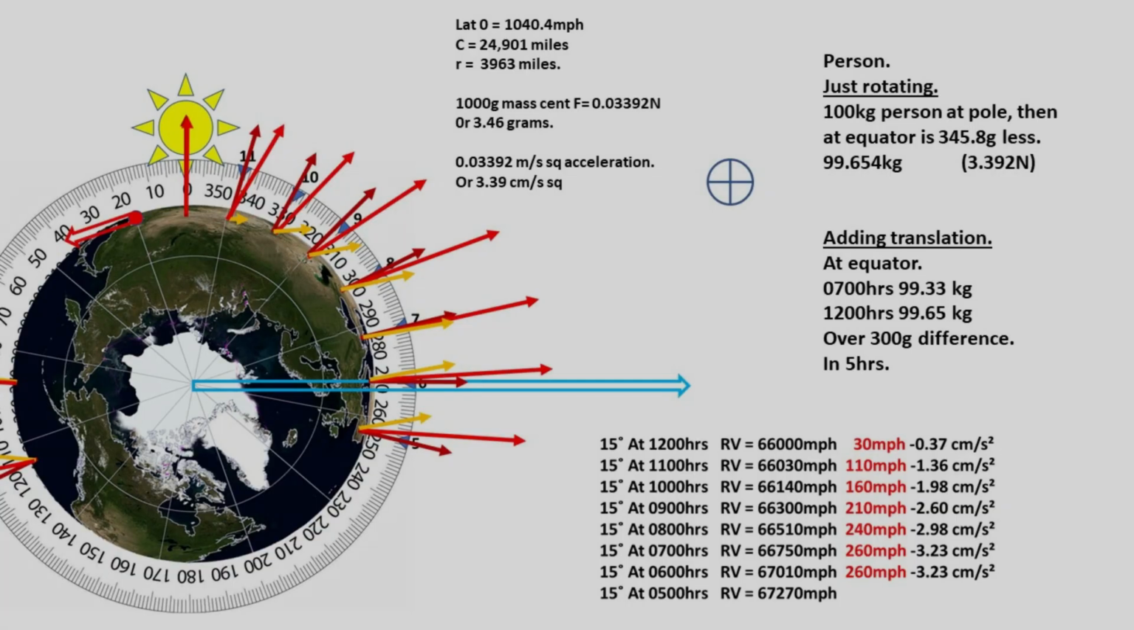This is the vectors, mapped out for 7 hours. A 100 kilogram person would change in their measured weight by 300 grams in 5 hours. Now imagine 100,000 kilograms of water constantly accelerating and decelerating.